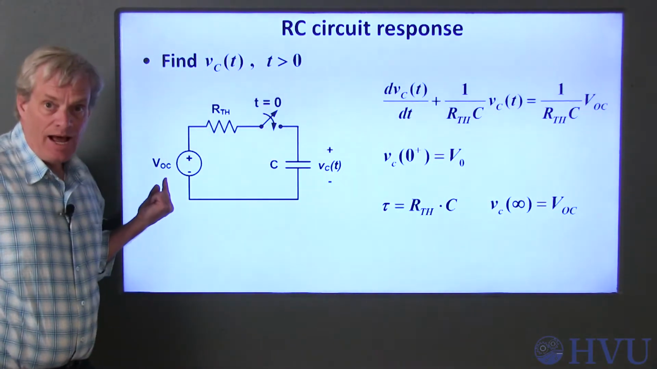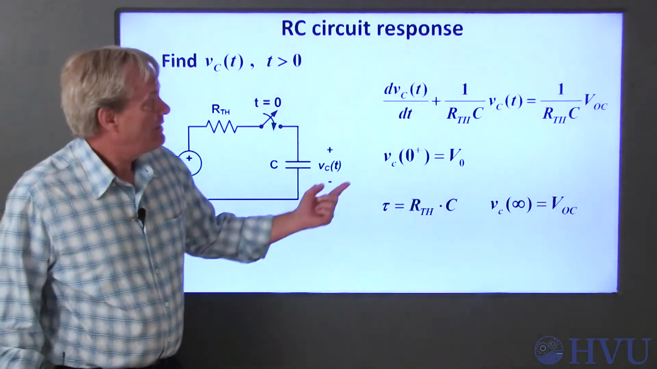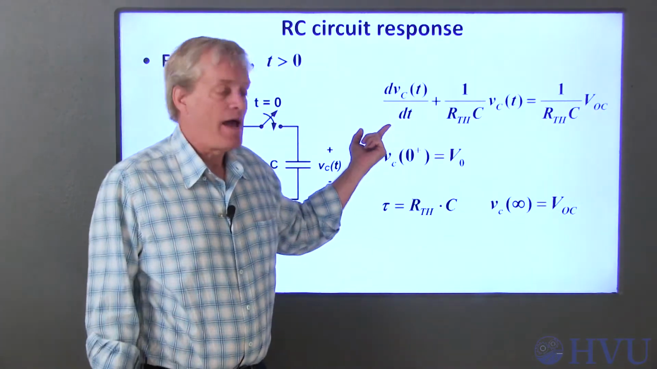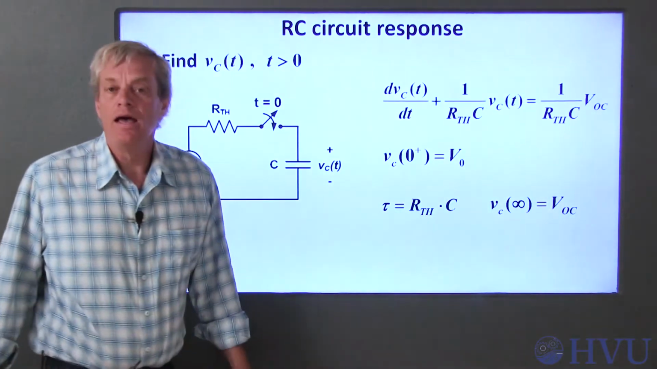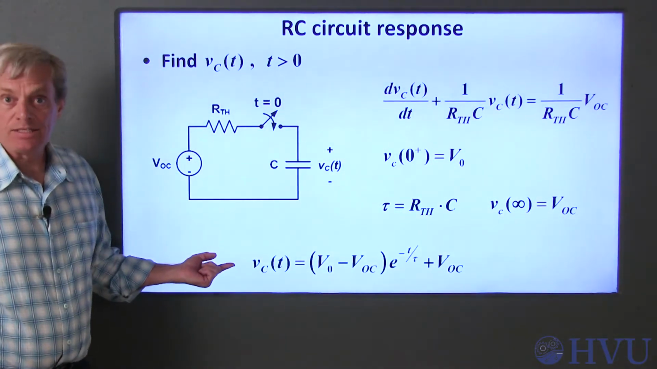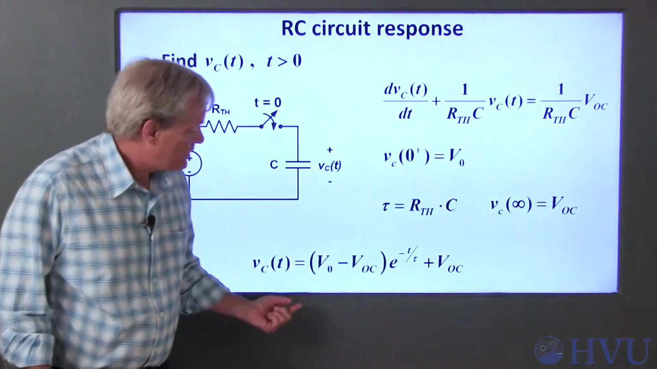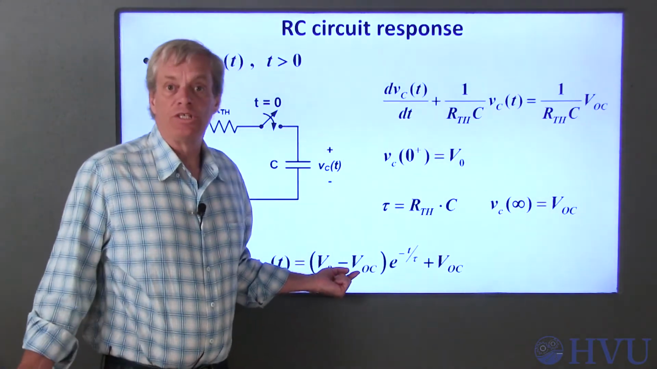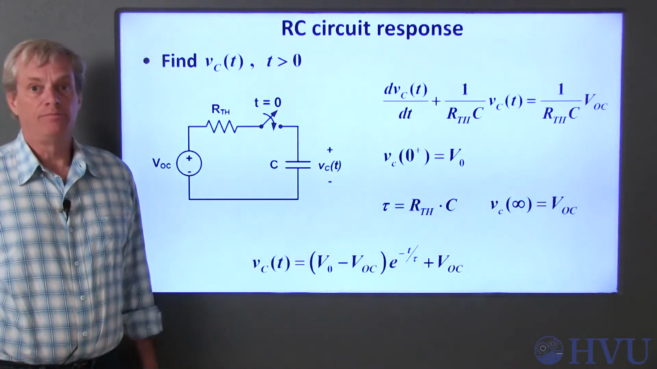Since the input is a constant, the capacitor voltage as time goes to infinity must be a constant, and the derivative term in this differential equation goes to 0. So the capacitor voltage as time goes to infinity is just V sub OC. As we've already seen, the form of the capacitor voltage response is this. The unknowns in this equation are the time constant, tau, the initial capacitor voltage, V sub 0, and the final capacitor voltage as time goes to infinity. I'll do an example of finding these terms next.